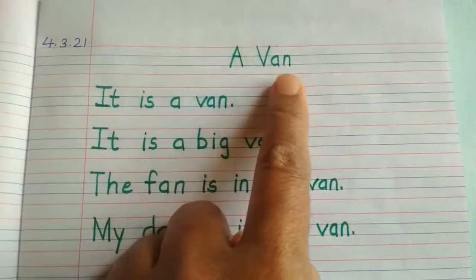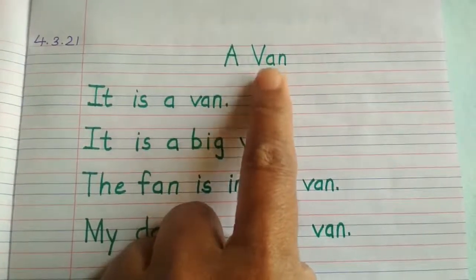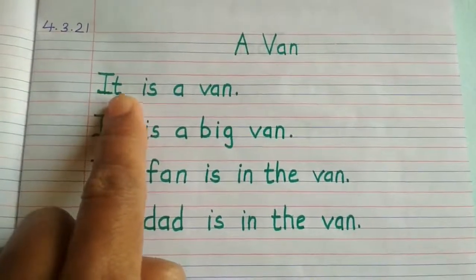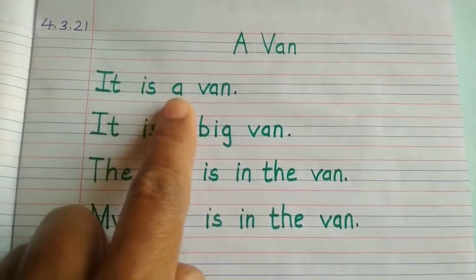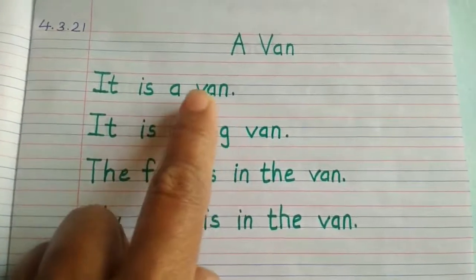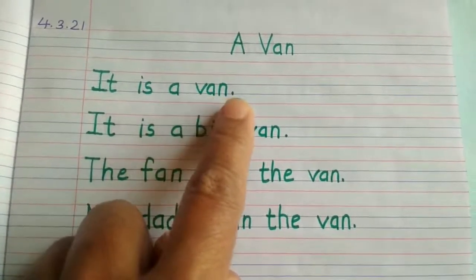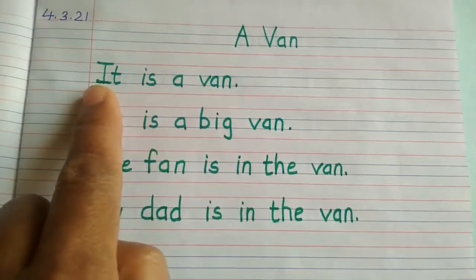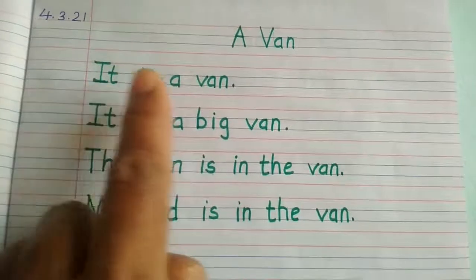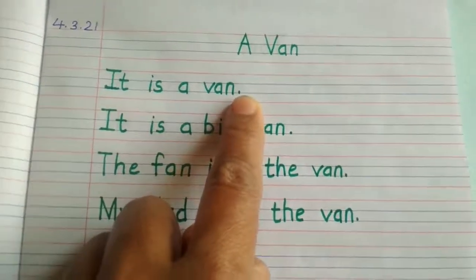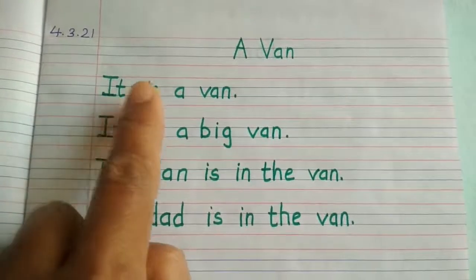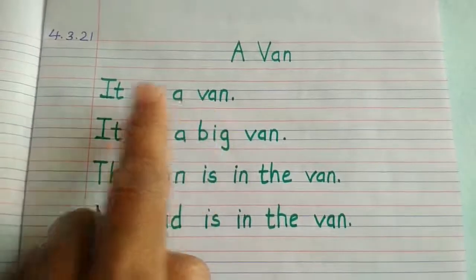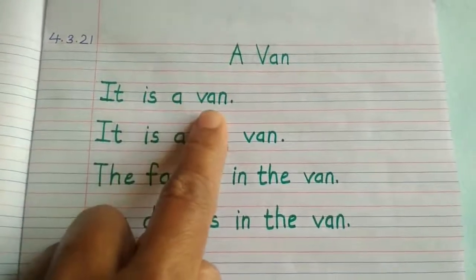A, wa, an, when, van, when. It, eat, is, a, wa, an, when, van, then full stop. क्या याद रखना है बच्चों हमें? पहला लेटर कैपिटल होता है सेंटेंस में और सेंटेंस के बाद क्या लगता है? फुल स्टॉप. इट इज अ वैन. यह वैन है. इट इज अ वैन.